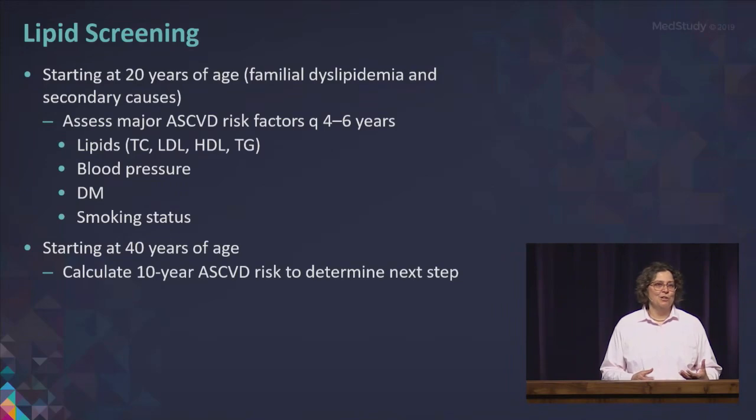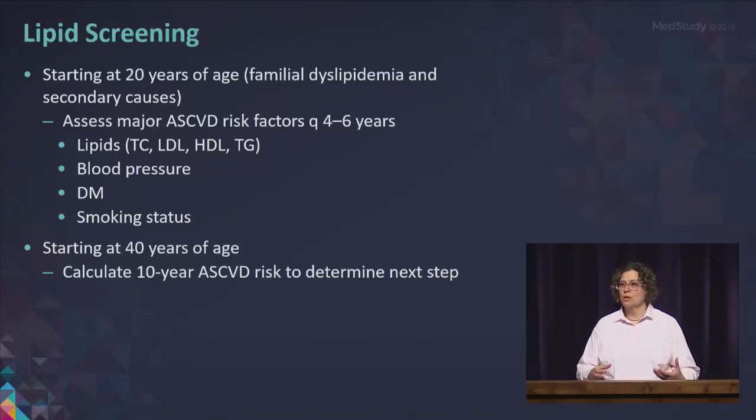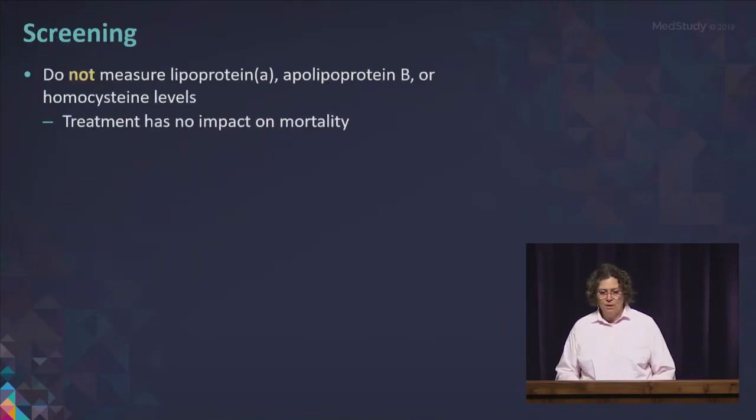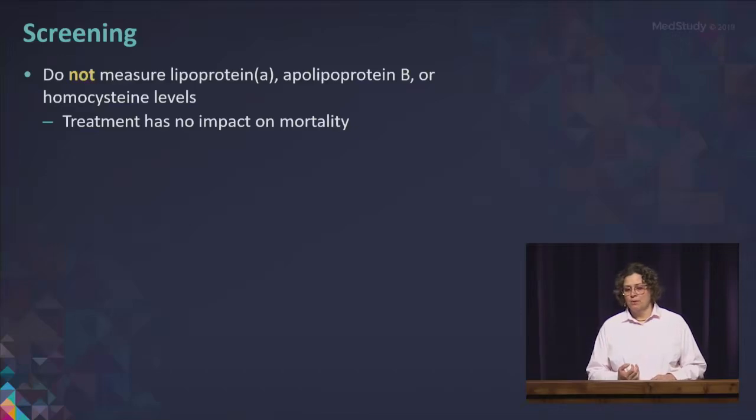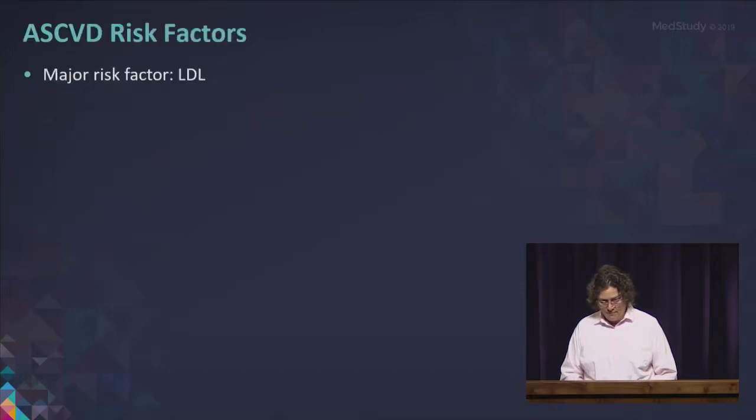And so you really don't want to offer many people less than 40 statins, especially if they're women. And especially when you know that when you're starting less than 40, we're going to have many, many years of therapy. So again, do not measure lipoprotein little a, apolipoprotein B, or homocysteine levels on the boards because the treatment has no impact on mortality.